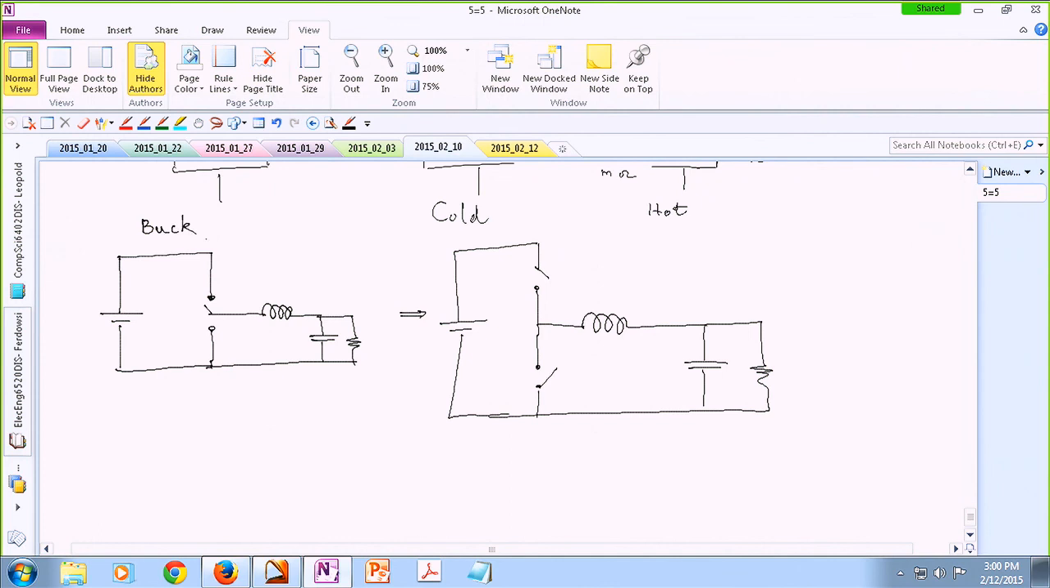Okay. So I'm breaking down my single pole double throw switch into two single pole single throw switches, to be able to see which one should be a diode, which one should be a MOSFET, and things like that. So now I have to determine some polarities.